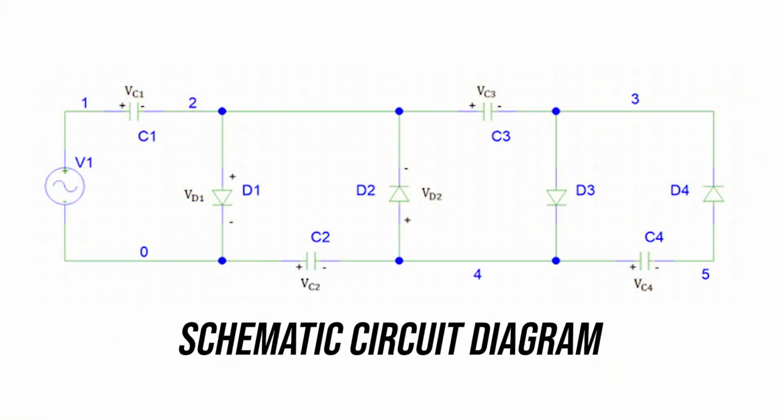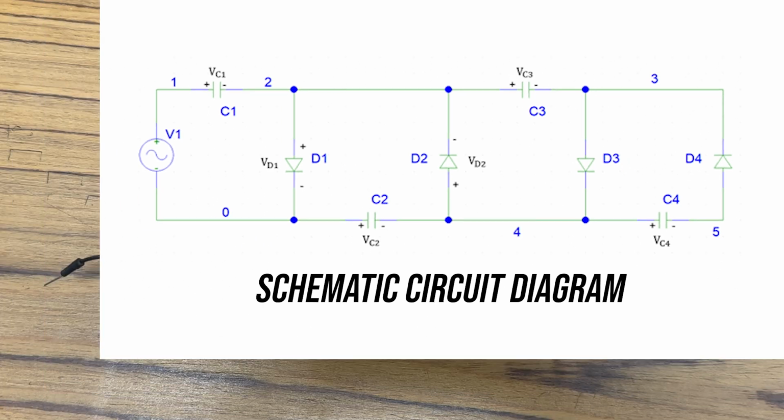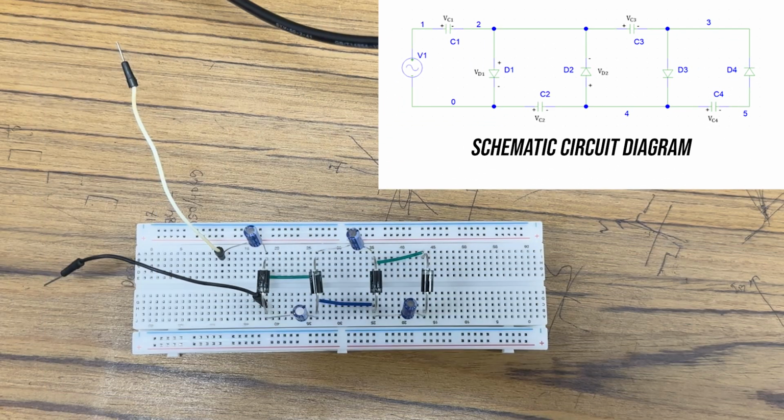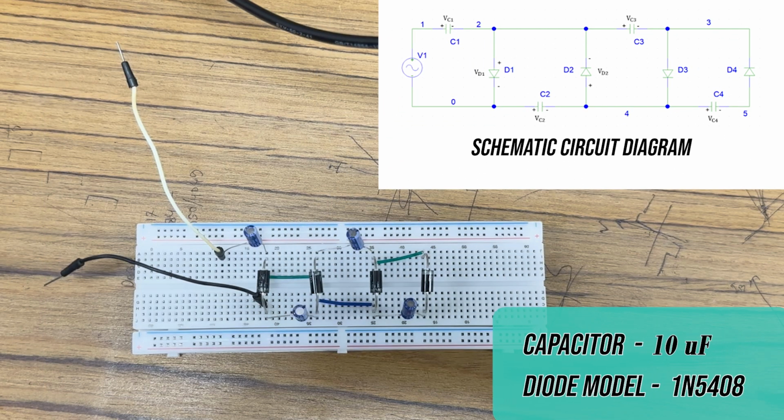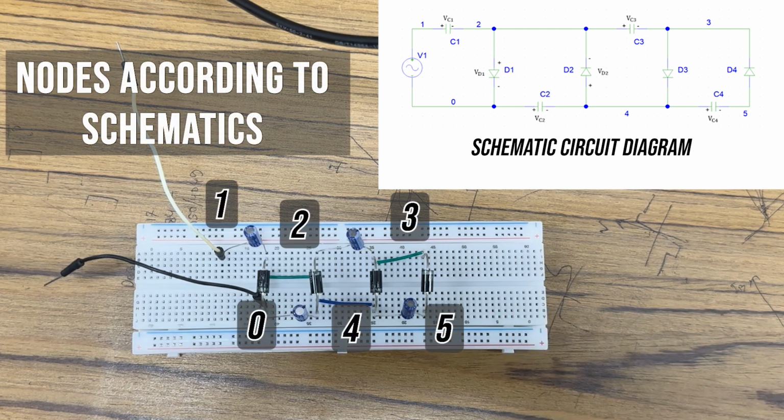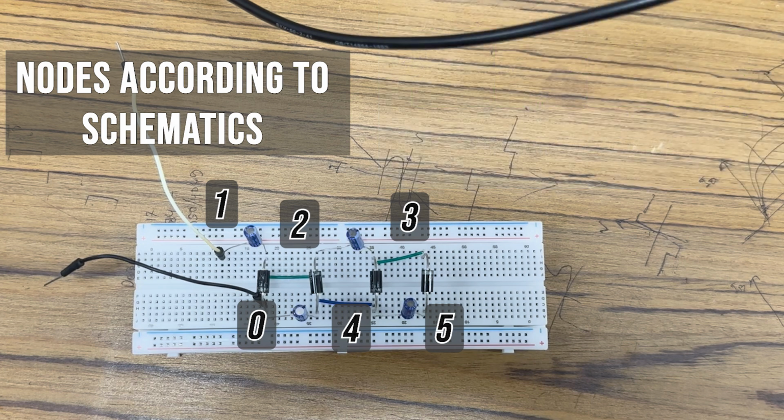Here is the schematic circuit diagram of the project according to which the actual circuit was built. For the actual circuit, we used capacitor values of 10 microfarad and the diode model that was selected was 1N5408. The circuit was constructed taking into consideration the node notation that was used in the schematic diagram.